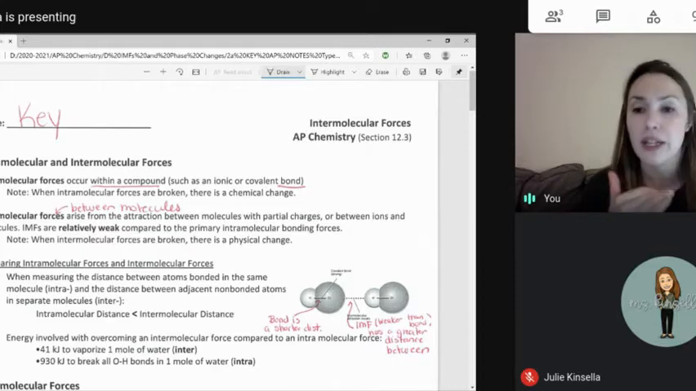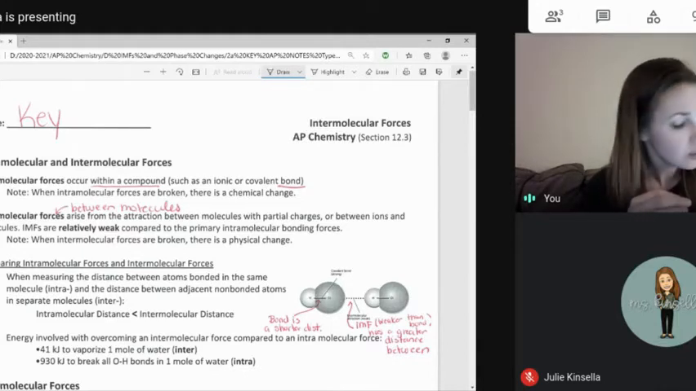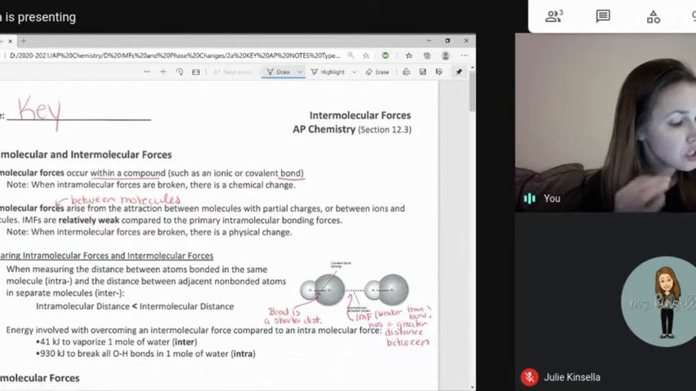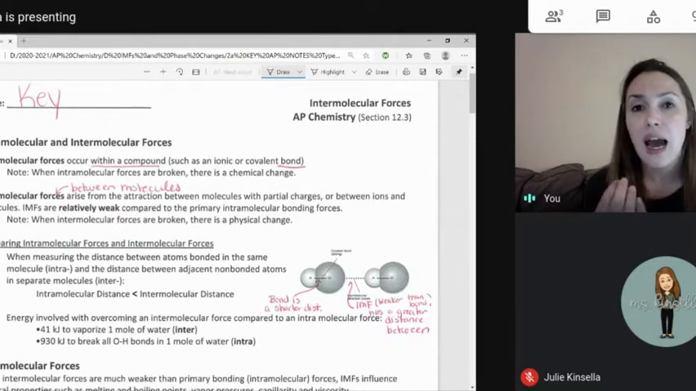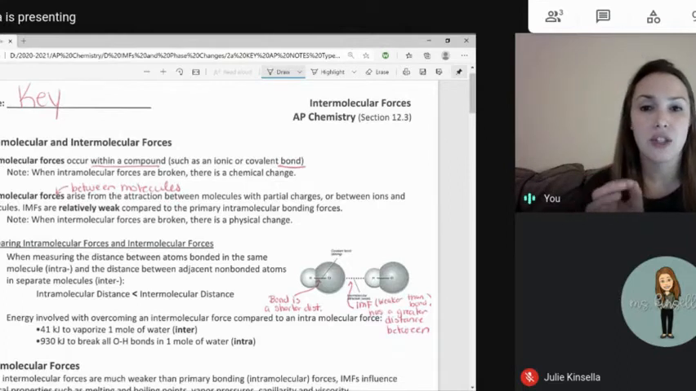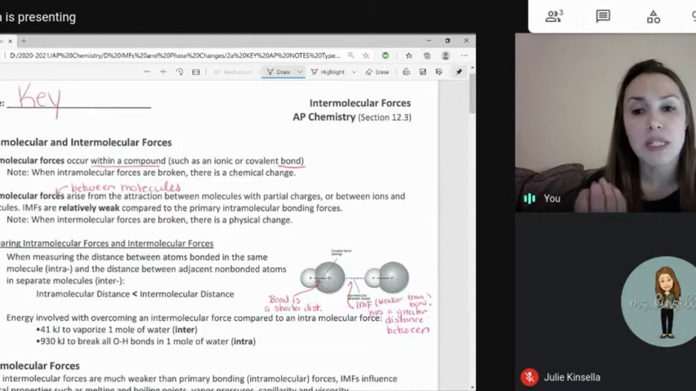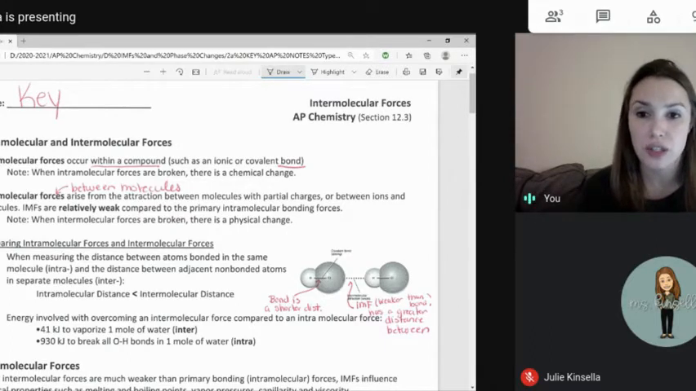So an intermolecular force is going to be between two molecules, and these are attractions that usually deal with partial charges or occur between ions and molecules. IMFs are relatively weak compared to the primary intramolecular bonding forces. Usually when we deal with intermolecular forces being broken, we're dealing with physical changes.